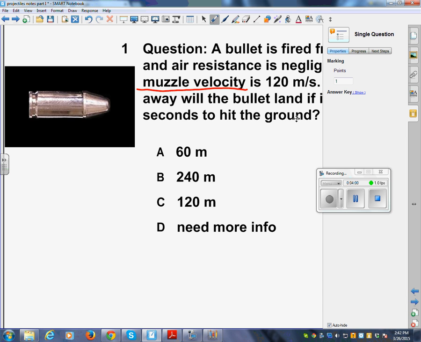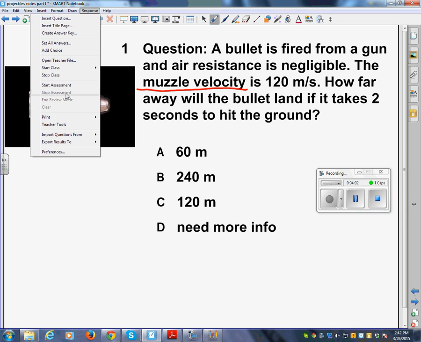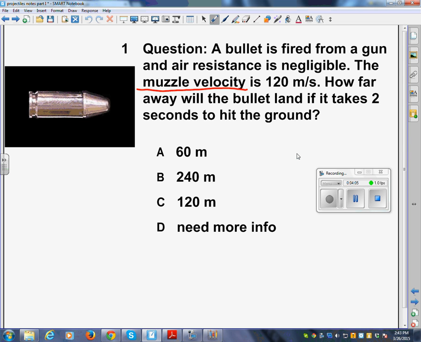How far away will the bullet land if it takes 2 seconds to hit the ground? It's really as simple as it. In fact, you could probably do it in your head. So the bullet goes like this. That time is 2 seconds. How far away? How do you know that?